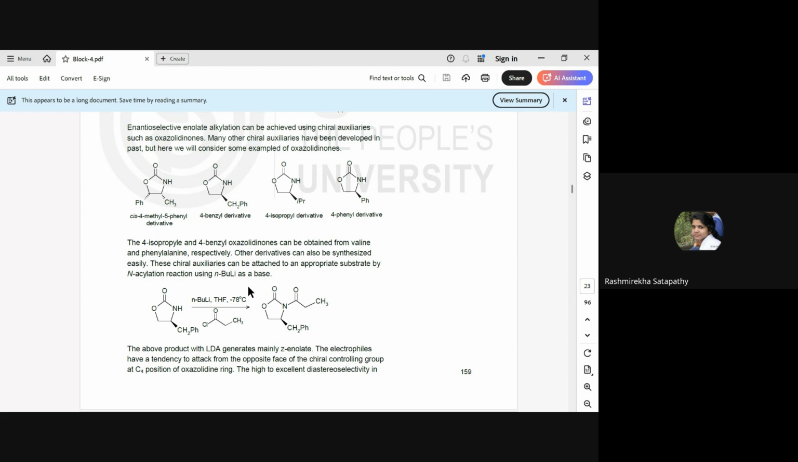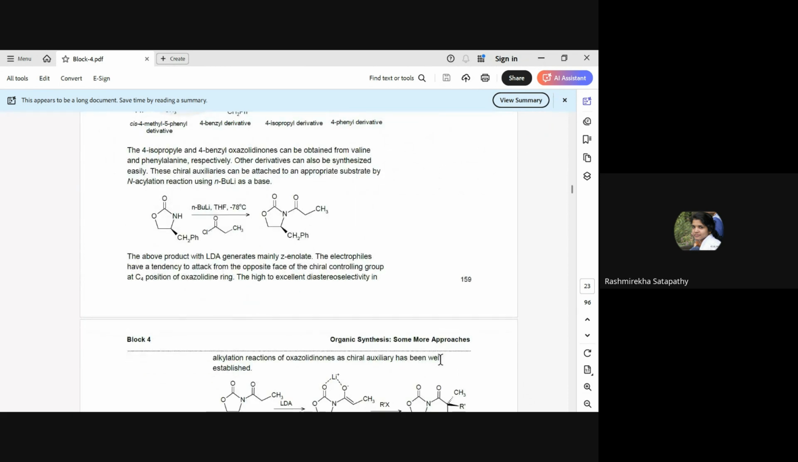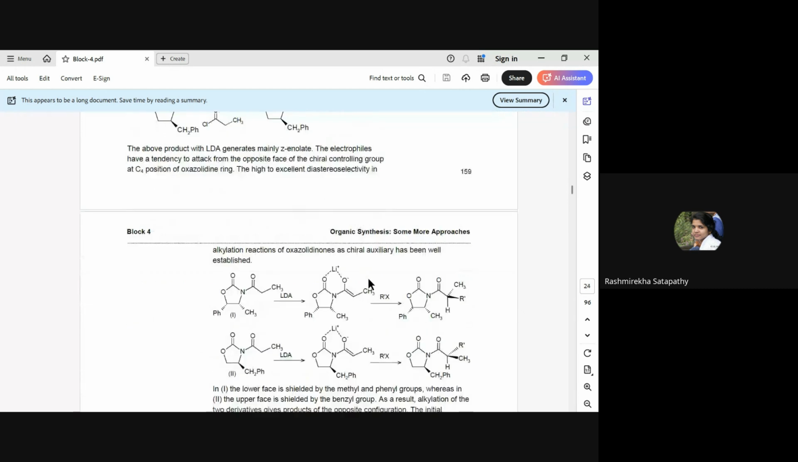This chiral auxiliary can be attached to the appropriate substrate by an N-acylation reaction using n-butyl lithium as base. When this compound is treated with the base butyl lithium in THF and this compound, this product is formed from this acyl chloride, ClCOCH2CH3. This is attached here. The above product with LDA generates mainly the Z enolate. The electrophiles have a tendency to attack from the face opposite the chiral controlling group at the C4 position of the oxazolidinone ring. The high to excellent diastereoselectivity in alkylation reactions of oxazolidinones as chiral auxiliaries has been well established.